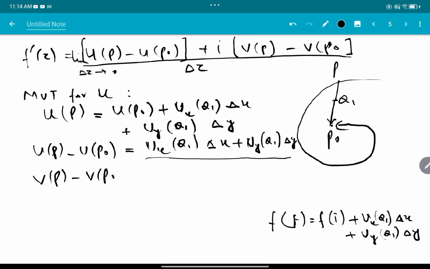Similarly, vp minus vpo. When I apply the mean value theorem to this v function, that will be vx evaluated at some other point q2. Let q2 be, for example, here. Why another point? Vx into delta x plus vy at q2 into delta y. Why q2? Because v is a different function. U is one function, v is different. These are not the same, and hence the mean value theorem point will not necessarily be the same for them. That's the reason.